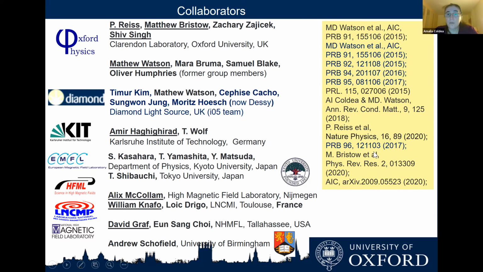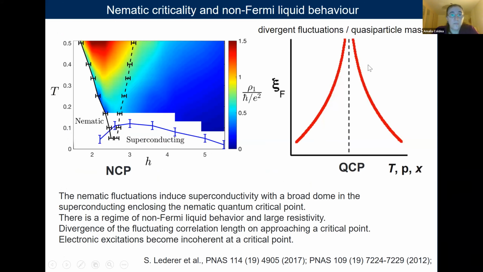But in this talk, I'm going to focus mainly on quantum oscillations, and a recent review about the systems is here. So following on what we learned in the previous talk, obviously a big question in understanding iron-based superconductors is understanding whether magnetic or nematic critical fluctuations are responsible for enhanced superconductivity.